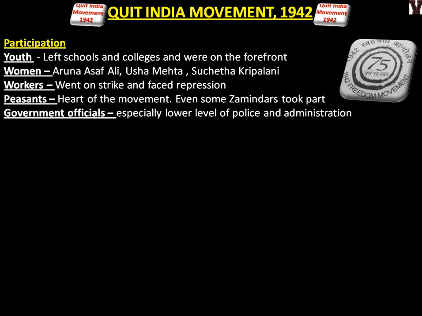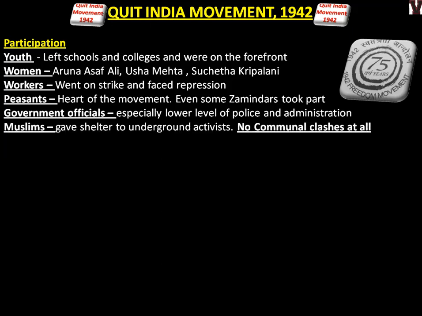The lower level supported, but you will see later that the higher level were again loyalists to the British. Muslims gave shelter to underground activities, and the very interesting part is there were no communal clashes at all. Even before this there were communal problems, and after this also in 1946-47 there will be a lot of communal clashes, but in 1942 under Mahatma Gandhi, the Quit India movement did not have any communal clashes. Please remember this point.